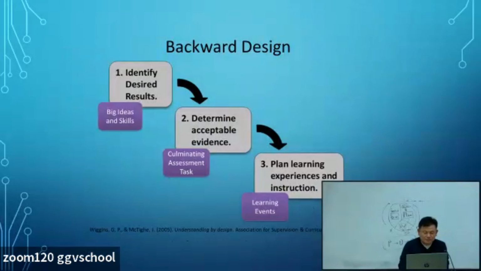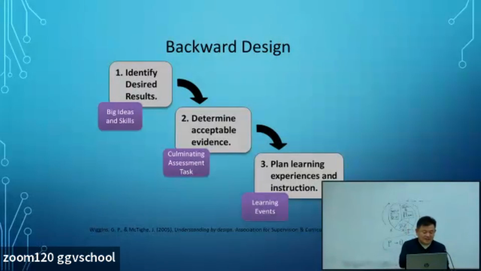First, I will show you the model's pictures. Backward design follows this style. First, identify desired results. Second, determine acceptable evidence. Third stage is plan learning experiences and instruction. This is backward design. Backward design means focused feedback. So these are the 3 steps in backward design.